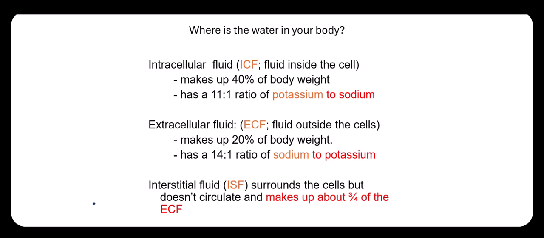What we're going to talk about is moving fluids in and out of the cell. So to have that conversation, we've got to talk about fluids. So we can have fluid in the cell, and that's called the intracellular fluid. We can have fluid outside the cell. That's called the extracellular fluid. So in the cell, we have way more potassium than sodium, about 11:1 ratio. Outside the cell, we have way more sodium than potassium, about a 14:1 ratio.